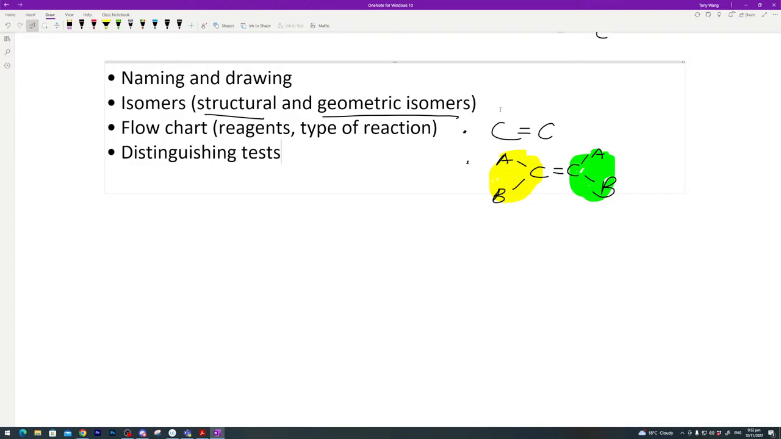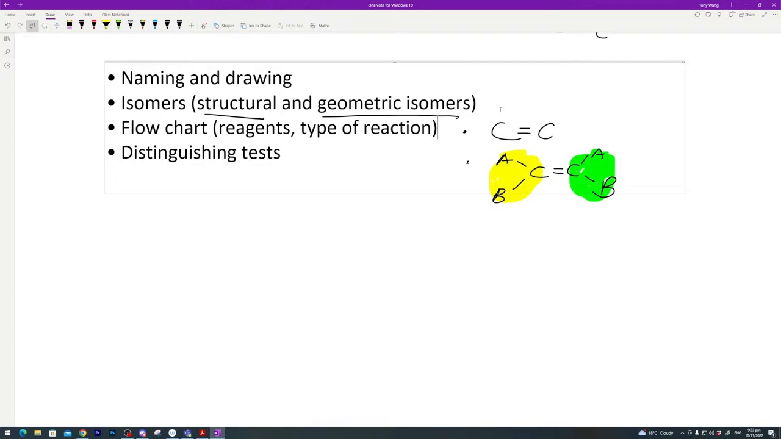You use bromine water to distinguish alkenes. You use carbonate or litmus paper to distinguish carboxylic acids. You can use water to distinguish alkanes, alcohols, etc. We'll talk about that when we get there. Those are some of the main ones.